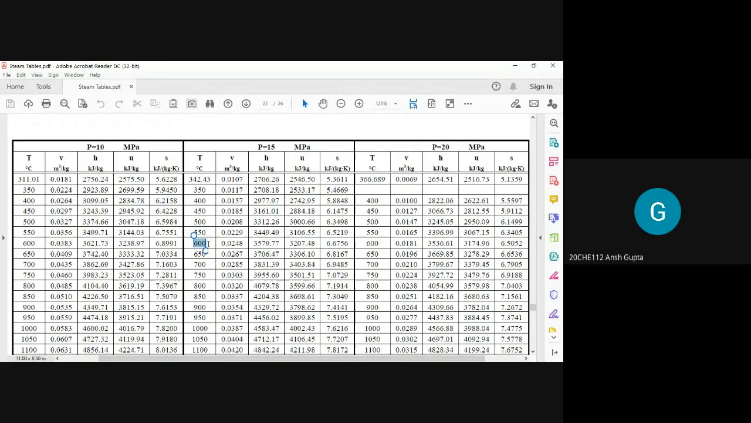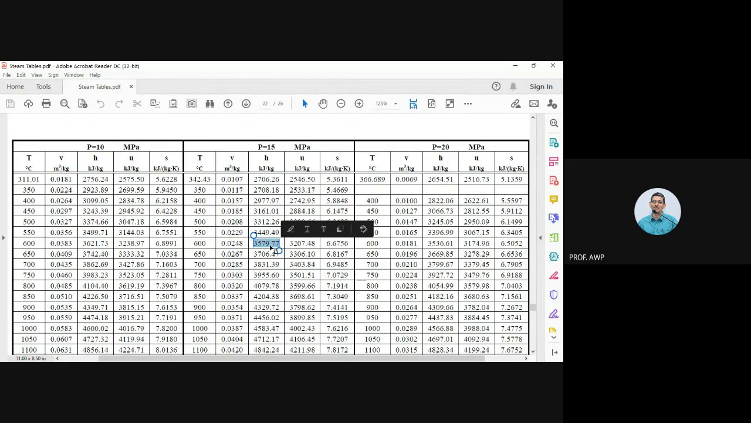Yes or no? Yes, sir. So enthalpy is now here. Do you see? 3579.77 kilojoules per kg. Somebody note down this value. Yes, sir. Noted. Thank you. Let me also note down 3579.77 kilojoules per kg.